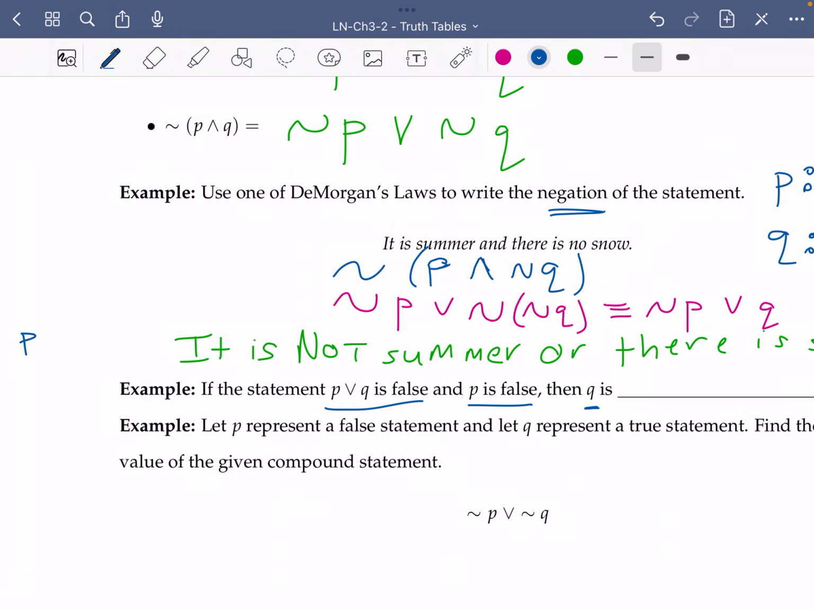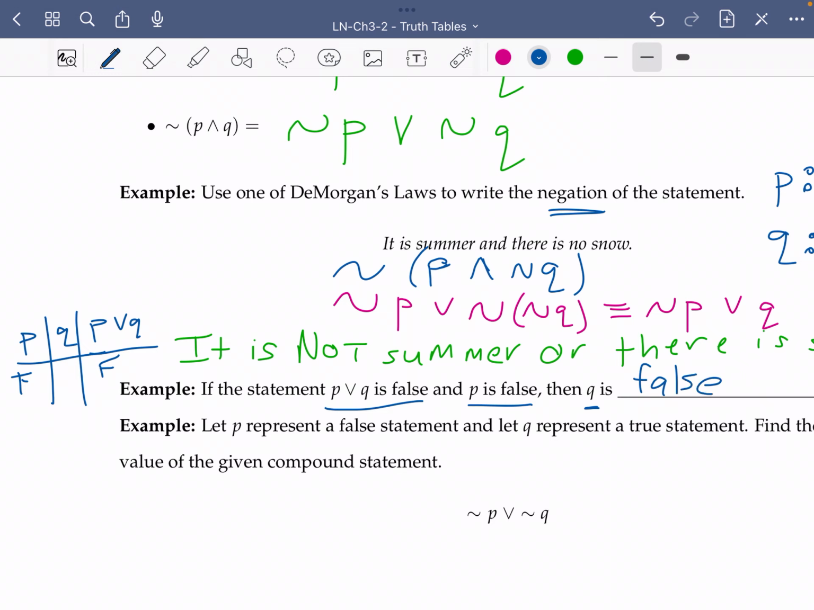So what we're thinking about here is just the truth table row where we have P, we have Q, and then we have P or Q. We know that this is false right here. We know that P is false. So when do we have P or Q being false? What needs to be true? It is false if both of them are false. And so we have to have Q be false as well.